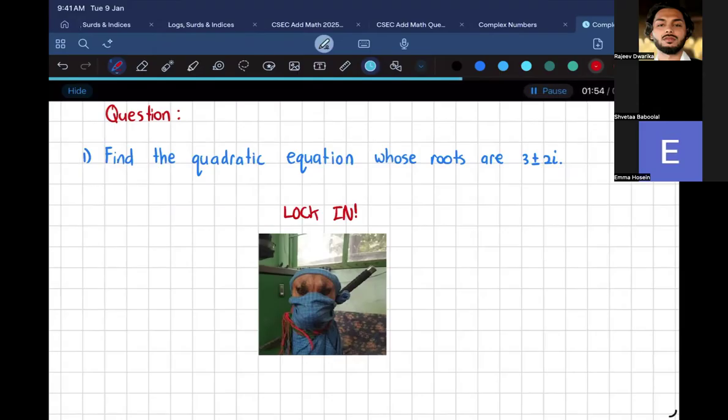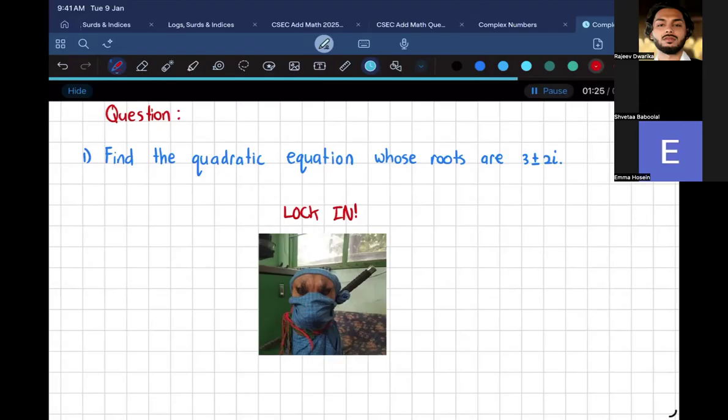Just the part right after B over A, when we find B over A and C over A. You know how to use that now. All you had to do, Emma, is just add the roots and multiply the roots, and then put it in. That's it. No problem. Send it on the chat.